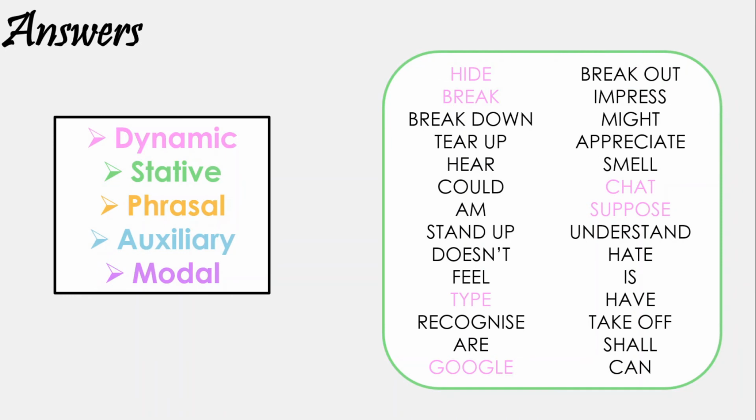A key thing to note with verbs is that the type of verb can change depending on the context of the sentence. It's also worth noting that phrases such as stand up are classed as dynamic. However, they are also classed as phrasal verbs. Watch the video on phrasal verbs to learn more about them.